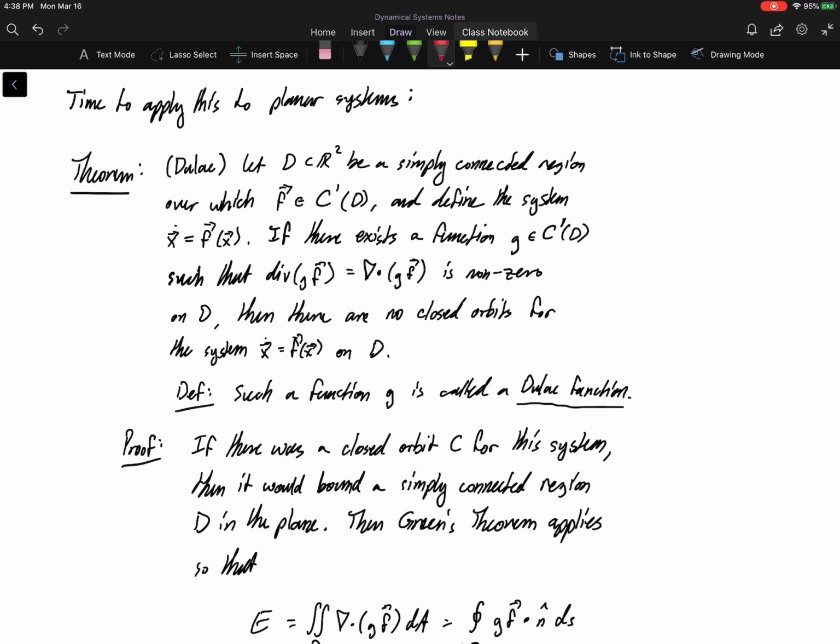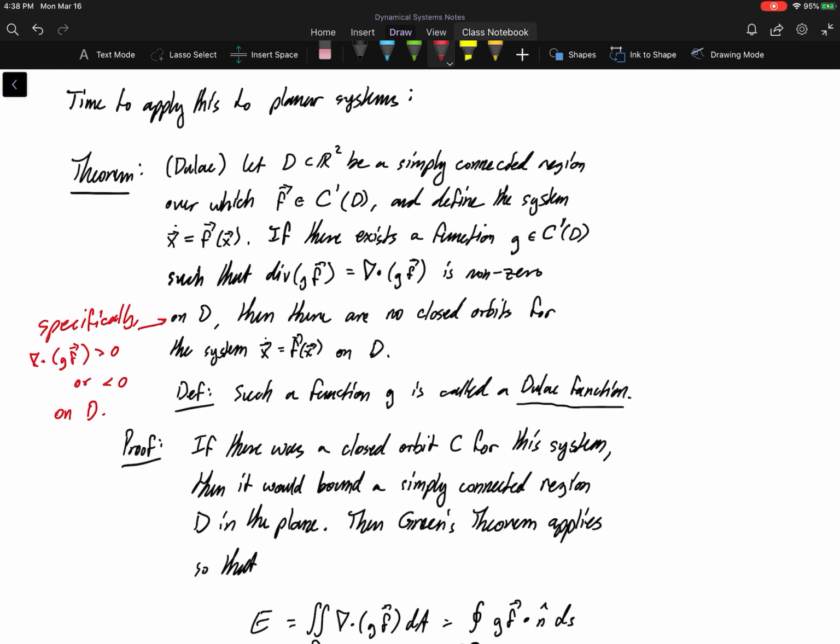So our usual system, but we're doing this over a C1 vector field on a simply connected region of the plane. So if there exists some modifying function, some scaling function g, such that the divergence of the scaled vector field, g times f, is non-zero on D, it never changes sign. So specifically, we need to make sure that the divergence is strictly positive or strictly negative on D. This is the condition. Then there can be no closed orbits for the system sitting inside that domain D.